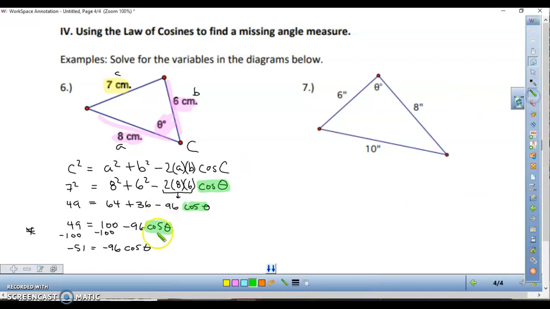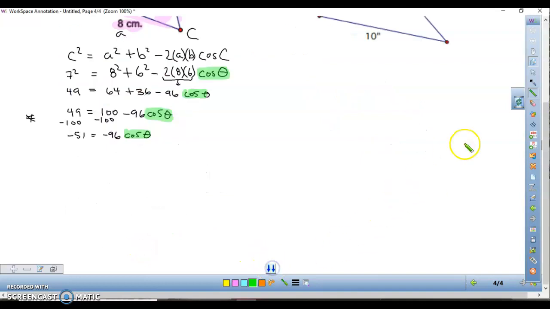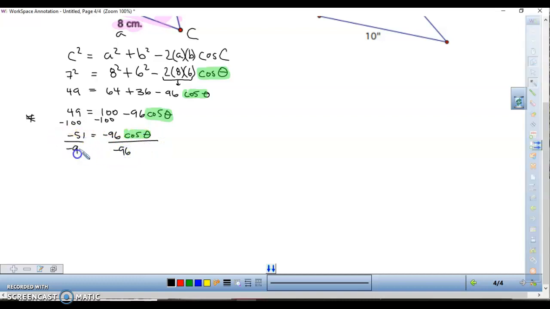So now I'm going to divide both sides by negative 96. All right. And when you divide a negative by a negative, we know you get a positive, so I'm just going to disregard the negative symbols. So I get the cosine of theta is equal to 51 over 96.